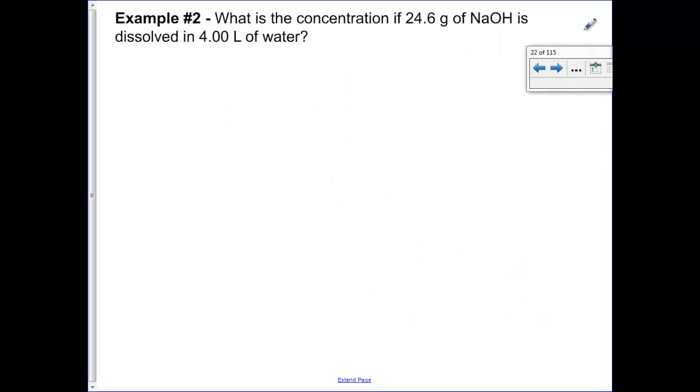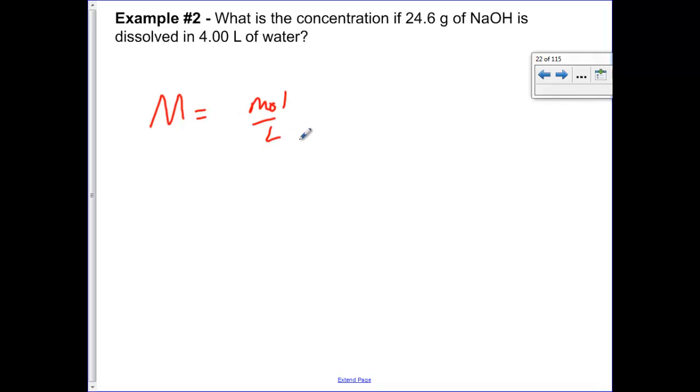Okay, let's try another one here. We want to find the concentration if we have 24.6 grams dissolved in 4.00 liters. Okay, here's my first problem. If molarity is supposed to be moles per liter, I have the liters. I have 4.00 liters here, but I don't have moles. Do you guys remember how to convert a gram to a mole?